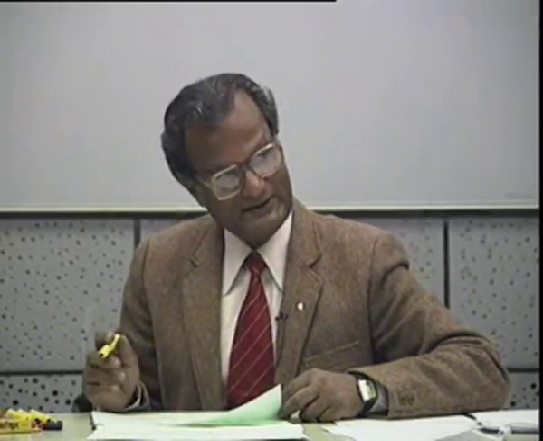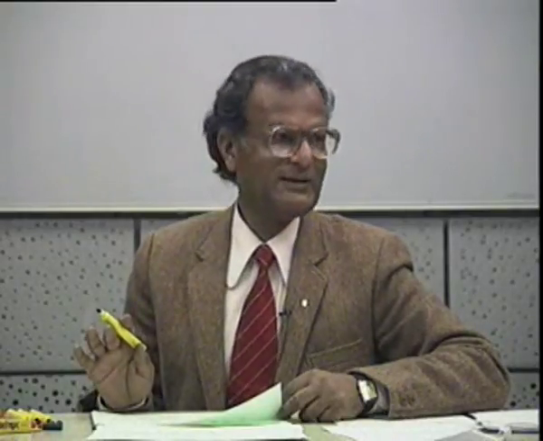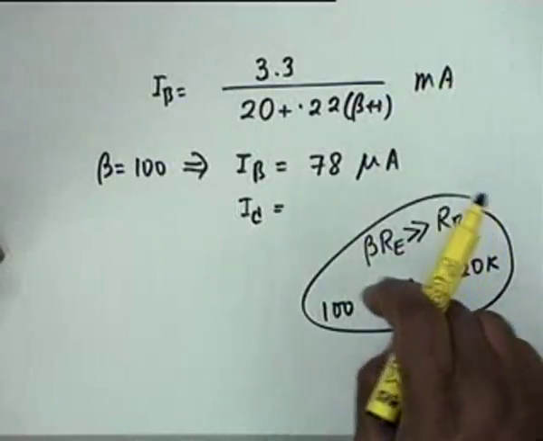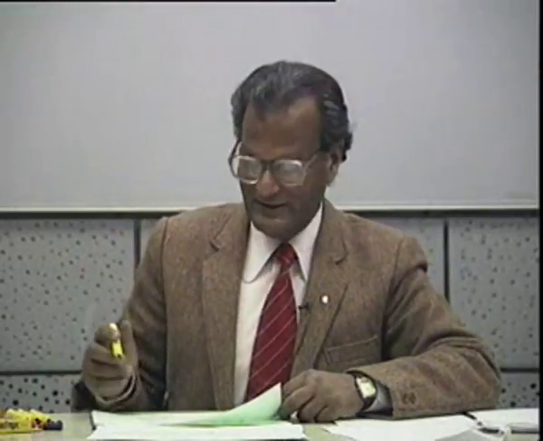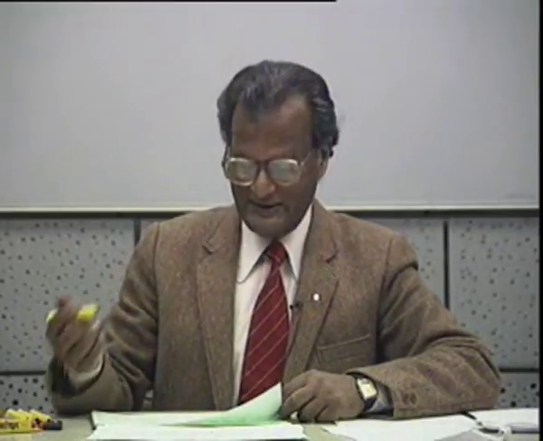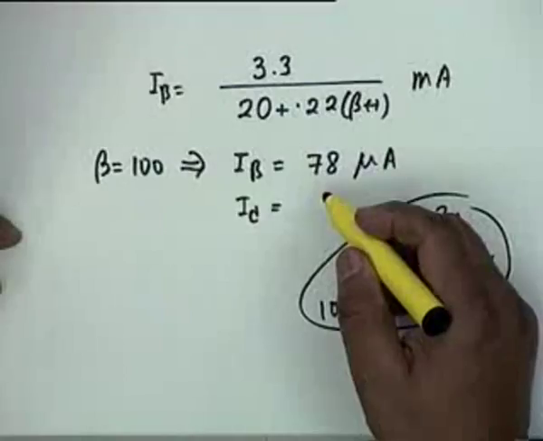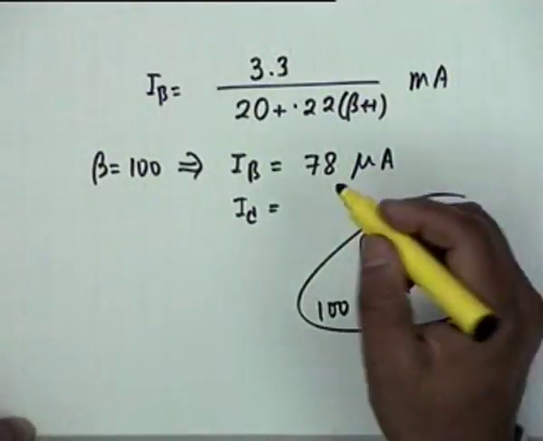No, for a stable operating point. The operating point is not stable here. You see, but you cannot make a quantitative assessment of how unstable it is. Quantitative assessment will be done only if we calculate the total thing. Let's do that. I sub C, if beta is 100, then it would be how much?